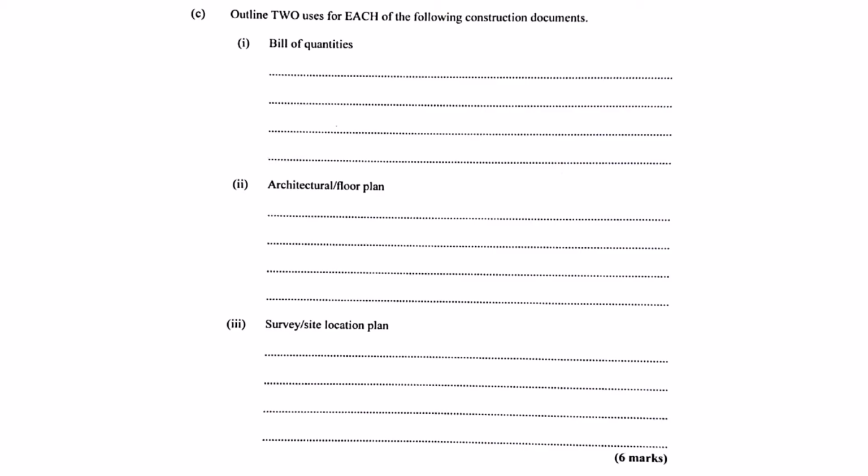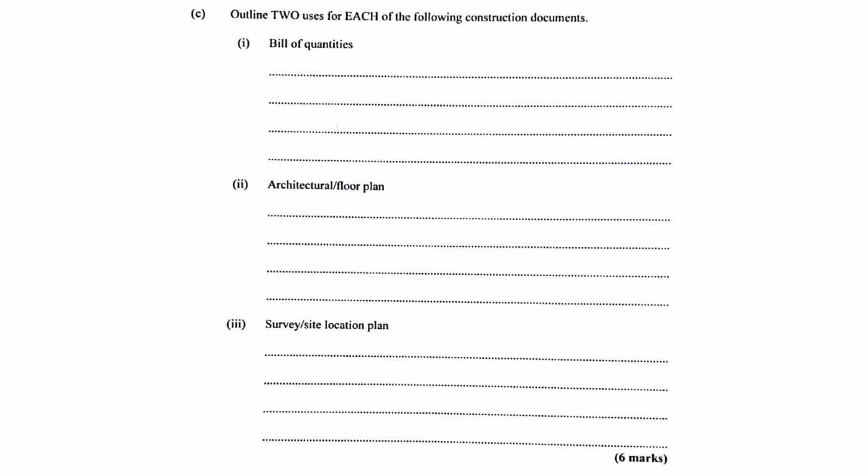Take the bill of quantities. That's used mainly before building starts. Okay. It's a detailed list of all the materials, all the labor needed. It lets you get accurate cost estimates and helps the client compare bids from different builders. So it's the project's shopping list and price tag, basically. Right. What about the floor plan? How is that used day to day during the build?